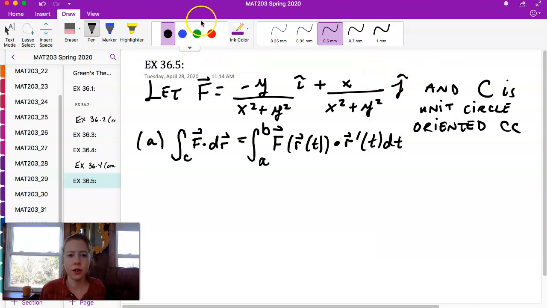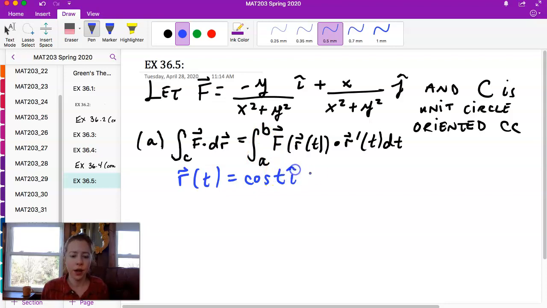So let's start with our parameterization. So r of t is going to be, there are a few different ways you can do this, but I'm going to do cosine t i hat plus sine t j hat, and we're going to go from 0 to 2 pi, going around once.